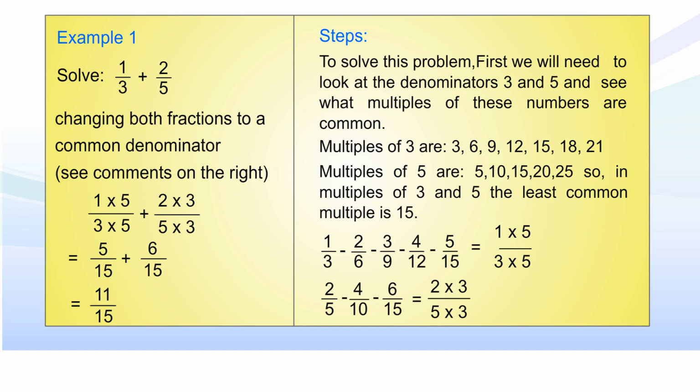Now, we will change 1 by 3 and 2 by 5 into their equivalent fractions with denominator 15. 1 by 3 equals 2 by 6 equals 3 by 9 equals 4 by 12 equals 5 by 15, which is 1 into 5 by 3 into 5. 2 by 5 equals 4 by 10 equals 6 by 15, which is 2 into 3 by 5 into 3.